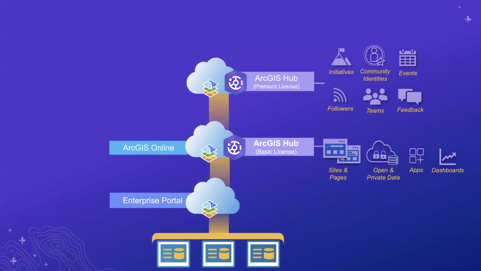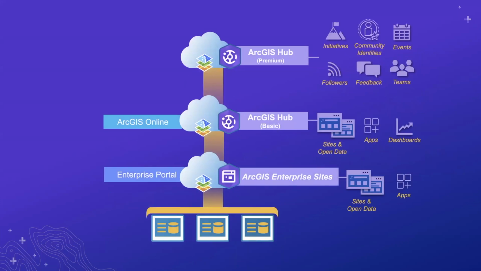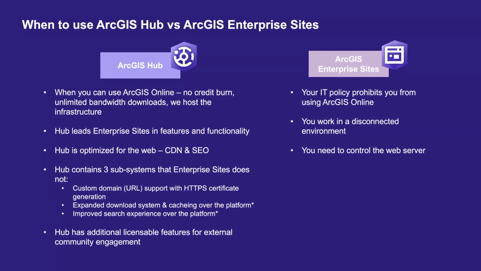ArcGIS Hub is a part of ArcGIS Online included in two flavors. There's the basic version, which has the sites and pages capability, which can be used for open or private data sharing. And we have Hub Premium, which we'll talk about later. It adds primarily the ability to sign up community identities so that they can attend events, follow your sites, participate with some privately shared content via Teams, or provide feedback or even edit some of your featured data. So kind of reaching out and working with people outside of your organization. Enterprise Sites is very similar in that it extracts that Hub website and page tech and puts it in your enterprise deployment. And I often get asked when to use either.